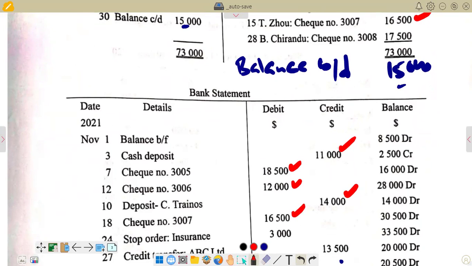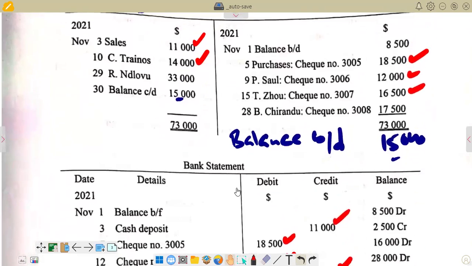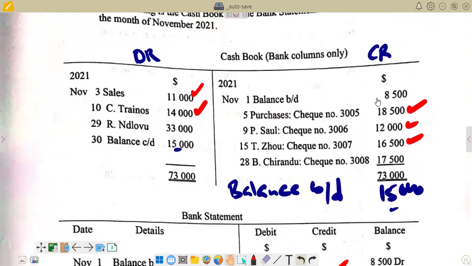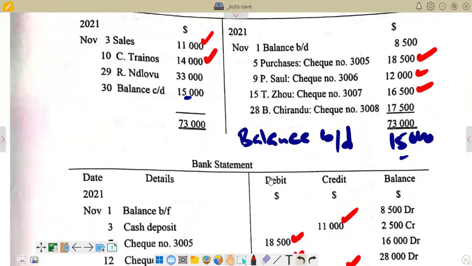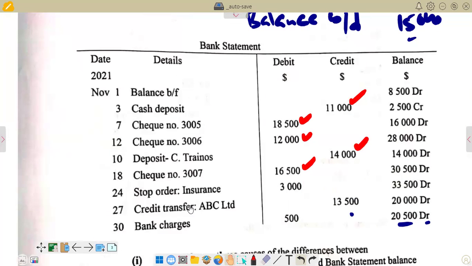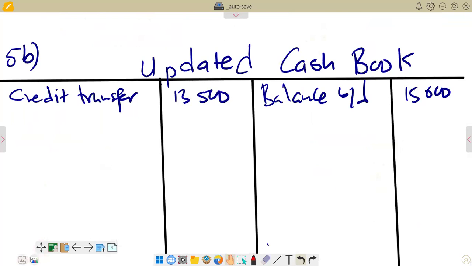So the next one is 3,000. We go back again to check. Right, you see now 3,000 is not appearing on the credit side of the cash book, which means it needs to be updated in the cash book. So we can now check the description of 3,000, which is a standing order for insurance. So we can go there and put it on the credit side as insurance, our standing order. We can just give a description of standing order. And then the amount that we're having is 3,000.